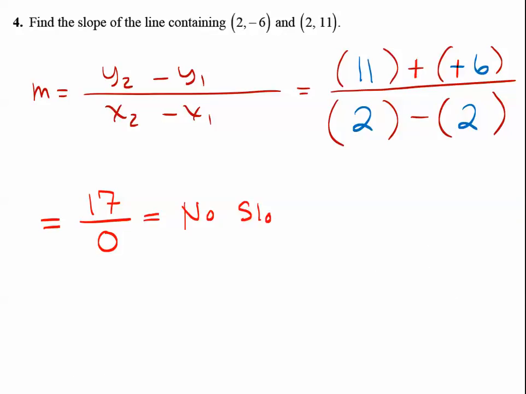the book defines it as no slope. Some other math textbooks, they would say undefined slope. That's kind of what we're looking at.